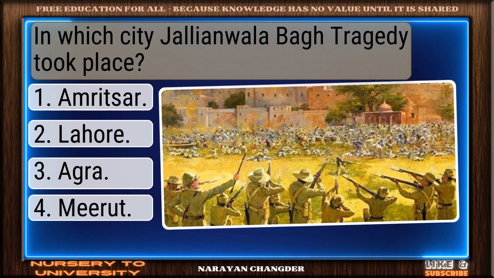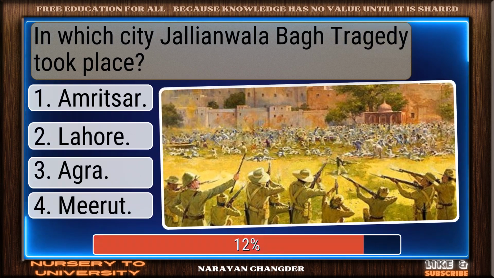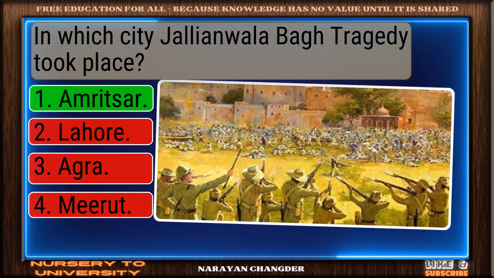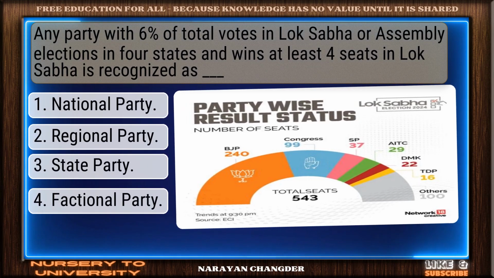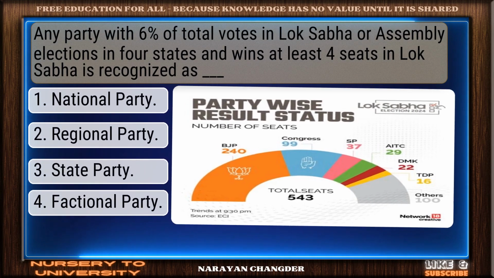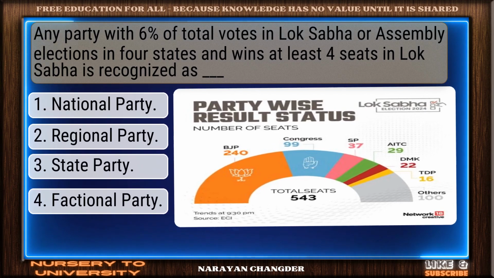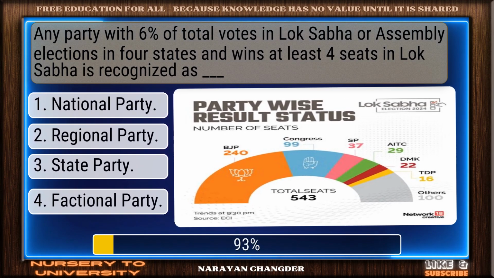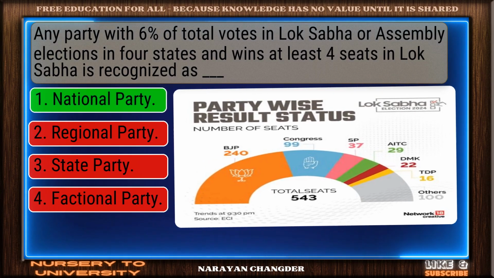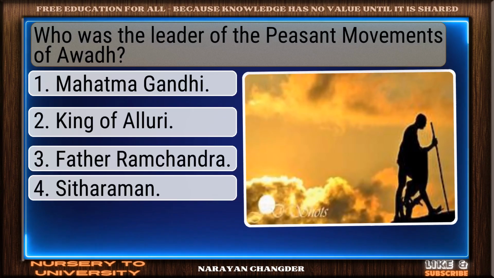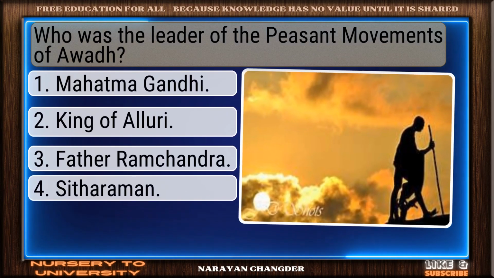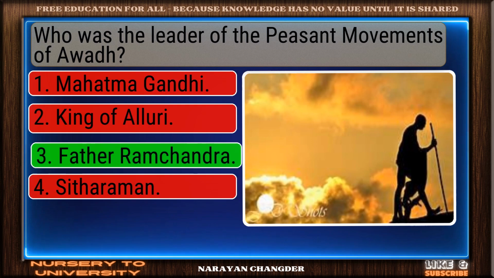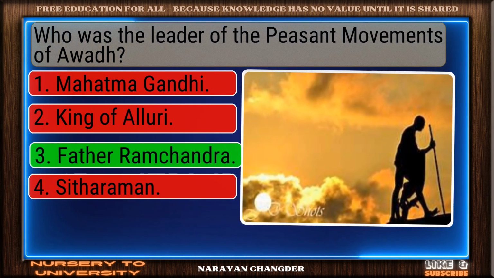In which city Jallianwala Bagh tragedy took place? Clear logic. Amritsar is sound. Any party with 6% of total votes in Lok Sabha or assembly elections in 4 states and wins at least 4 seats in Lok Sabha is recognized as a national party. Well reasoned. National Party is correct. Who was the leader of the peasant movements of Awadh? Bravo. Baba Ramchandra is the answer.